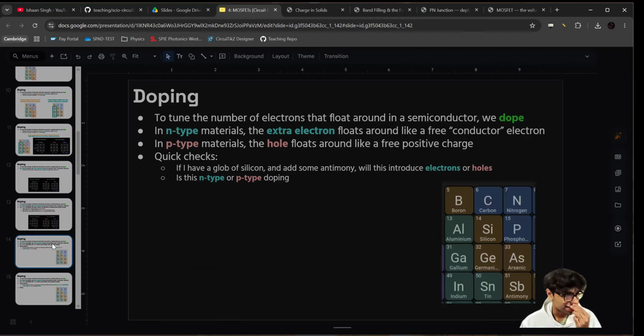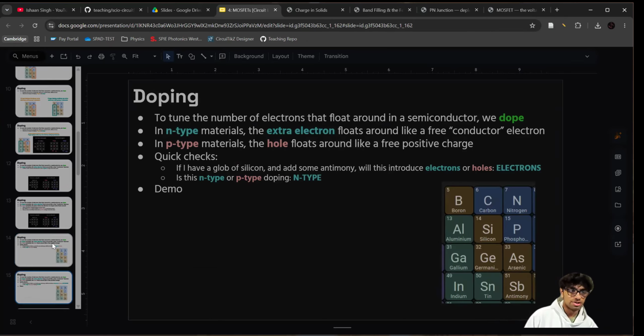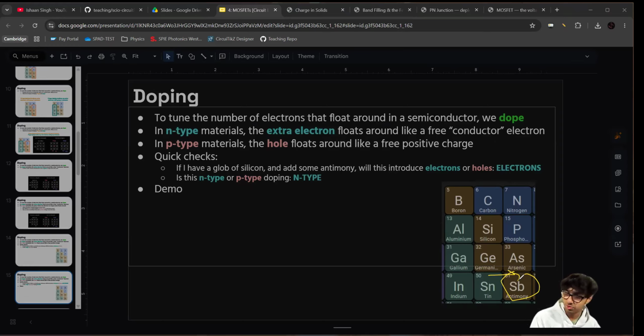So as a quick check, if I have a glob of silicon and add some antimony, will this introduce extra free-floating electrons or holes, and will that be n-type or p-type doping? The answer to that question is that you introduce extra electrons because antimony is over here and relative to silicon, it has one more electron that can contribute. It also has another proton, but remember that the proton is nailed in place to the lattice. It's within the nucleus, and the nuclei are fixed in the lattice.